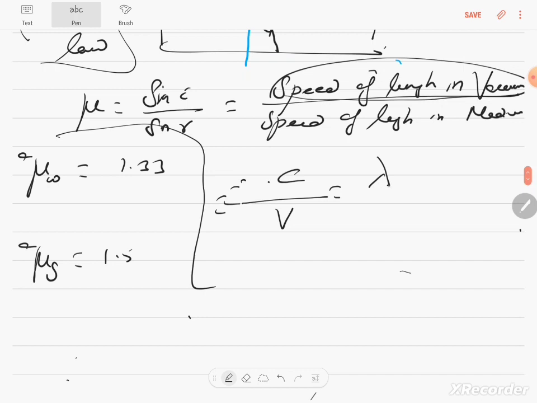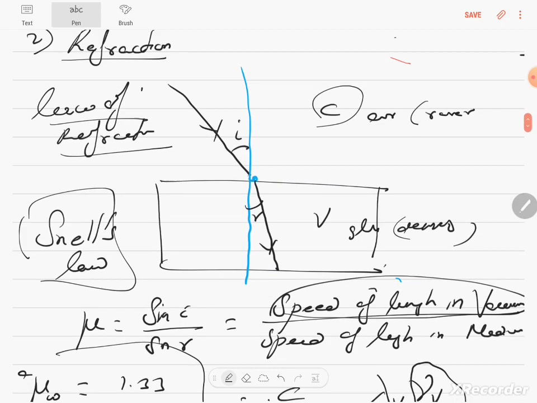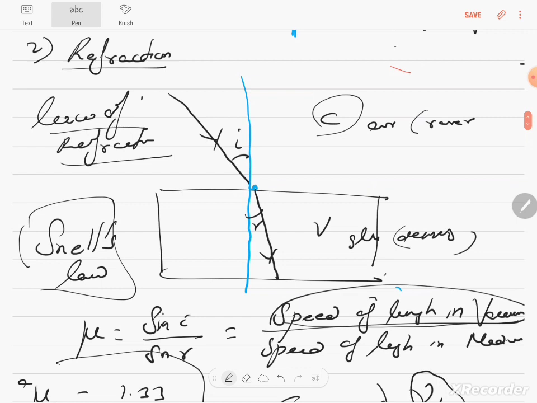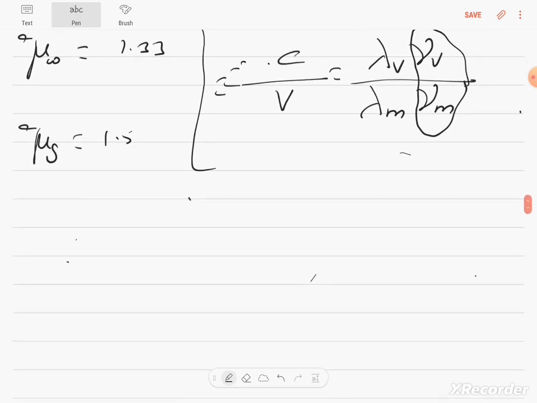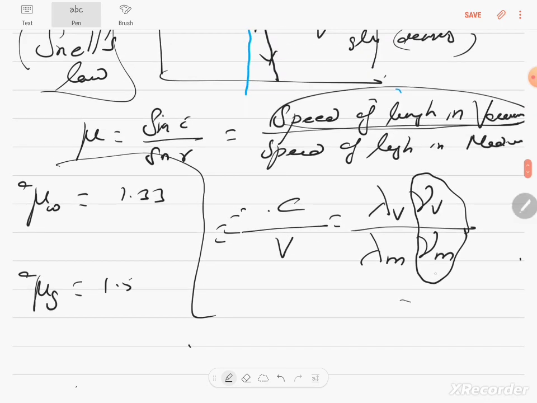So here it's wavelength in vacuum into frequency in vacuum, divided by wavelength in medium into frequency in medium. I'm going to tell you something very important. The frequency does not change while light travels from one medium to another. Only the speed changes, which means only the wavelength changes. The frequency does not change at all. So the frequency in vacuum and the frequency in medium are the same, and it's going to be cancelled.